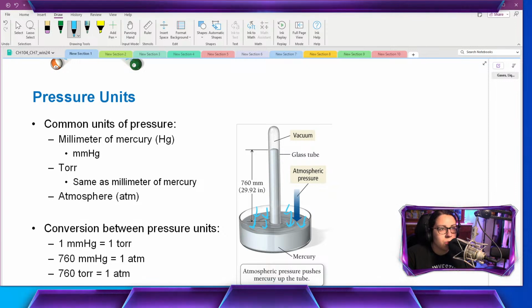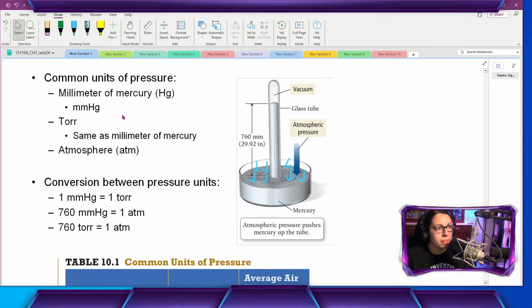And so the mercury would rise to 760 millimeters of mercury. Or, of course, you can just translate that to inches. This is just a millimeter to inch conversion here. And then the other unit of atmosphere that you see often is torr. Notice that millimeters of mercury and torr are the same, so you see those used pretty interchangeably. 760 millimeters of mercury and 760 torr is 1 atm.